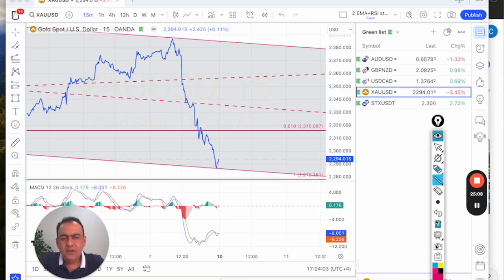So the plan is clear for gold. Sell the rally only in the short term. Higher time frame, long term picture is still bullish, ultra bullish for gold. No change in the long term view.